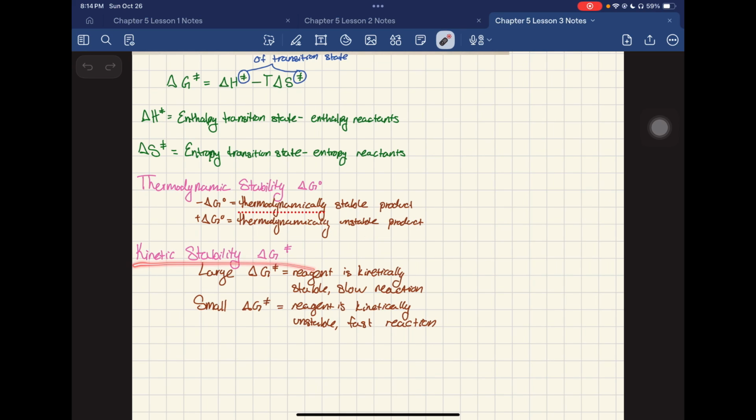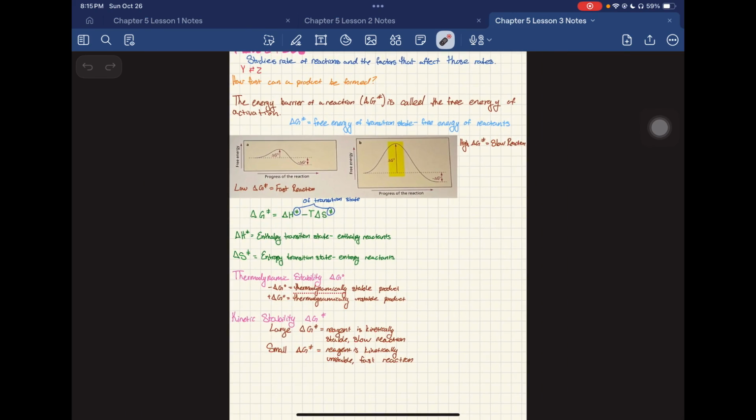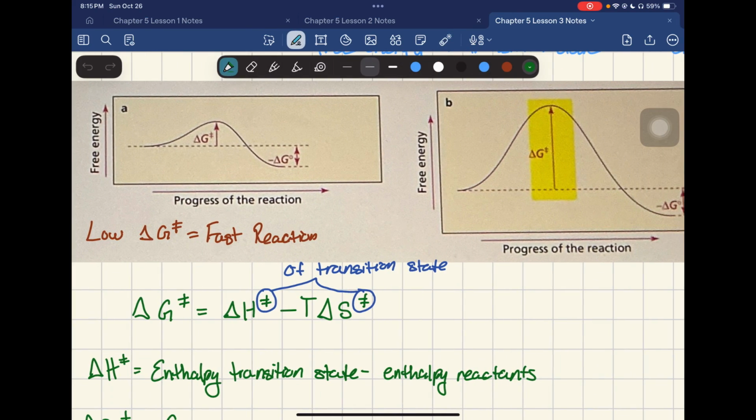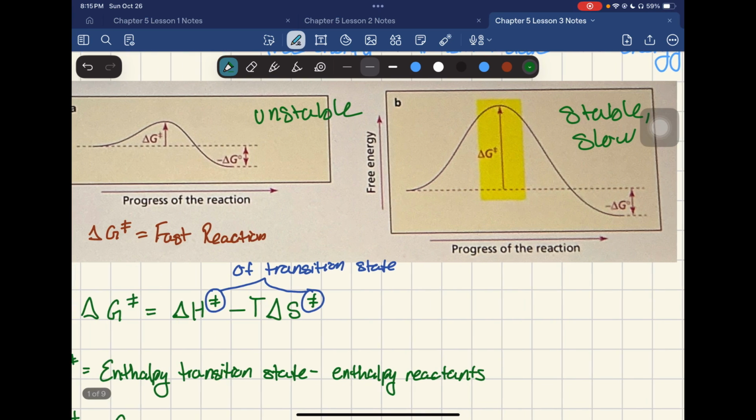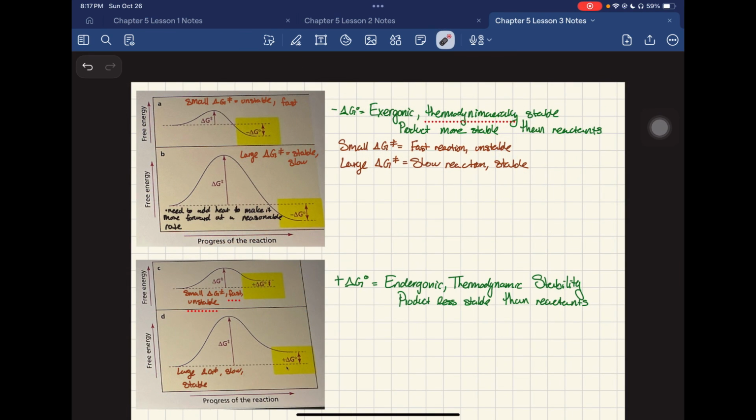In kinetic stability, a large delta G plus means that the reagent is kinetically stable because there is a slow reaction. Small delta G plus means that the reagent is kinetically unstable because there is a fast reaction, right? So this right here is going to be unstable, while this right here is stable because it's slow. Unstable because it's fast.